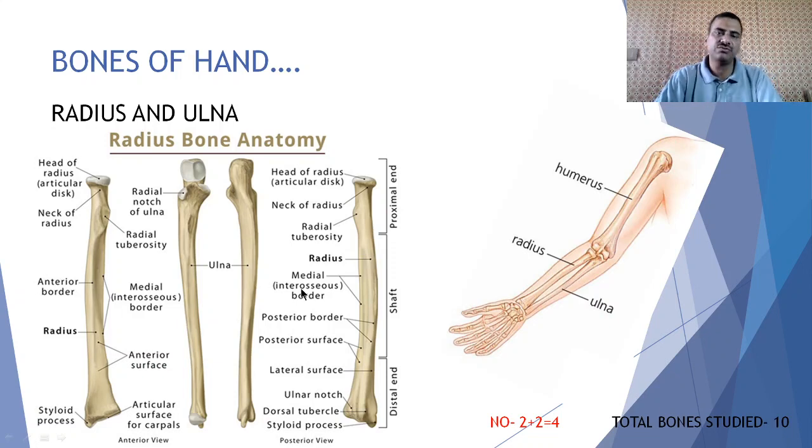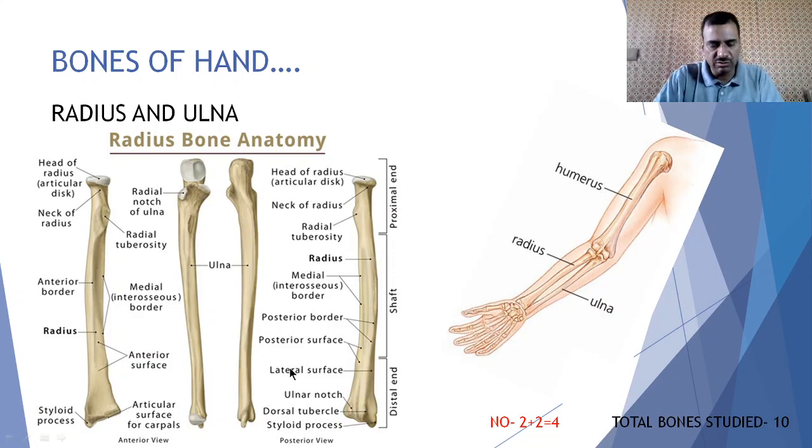So what are the important features of radius and ulna? Here you can see two bones in this picture. What is the difference? Actually, the radius is smaller than the ulna. You can identify that the radius is smaller and the ulna is longer. The radius contains a rounded head like a button, which you can easily identify. And the distal end of the radius is broader than the ulna. It is small, it is broad.